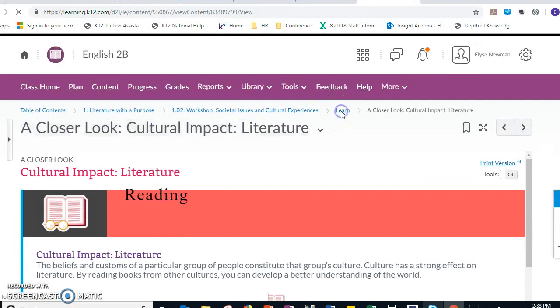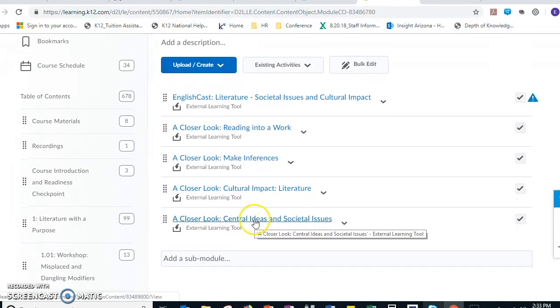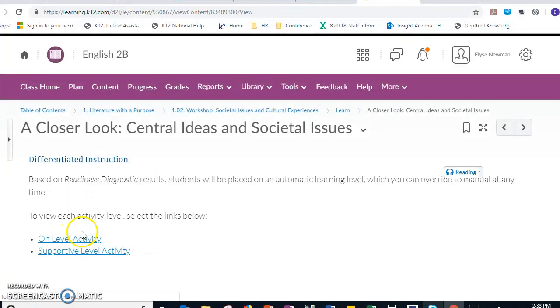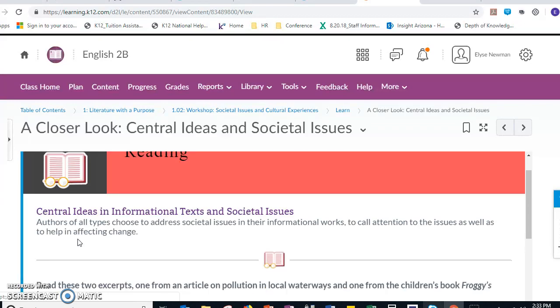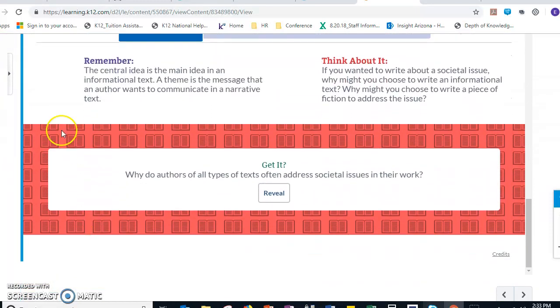And one more. Talking about central ideas and societal issues. That's something we'll touch on throughout the entire course. Again, it has some practice for you. We're going to scroll to the bottom. So remember, the central idea is the main idea in an informational text. A theme is the message that an author wants to communicate in a narrative text.